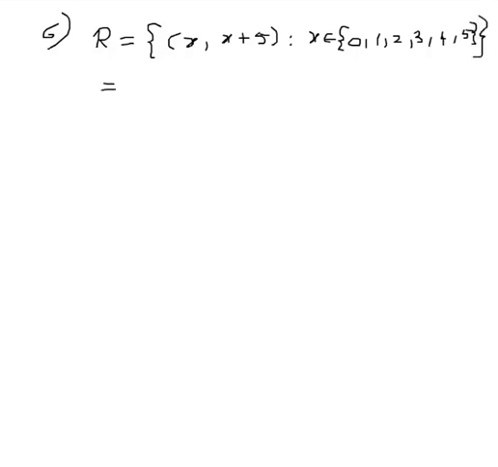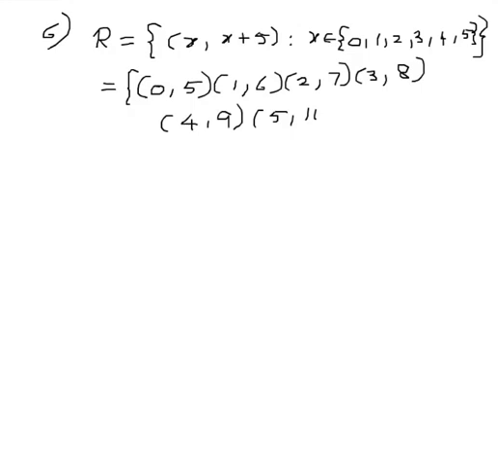Question 6. Determine the domain and range of the relation R defined by R is equal to x comma x plus 5 such that x belongs to the set 0, 1, 2, 3, 4 and 5. Let us write it in the roster form. If I take x as 0, 0 plus 5 is 5. If x is 1, x plus 5 is 6. If x is 2, we get 7. For 3, we get 8. And for 4 we get 9, and for 5 it is 10.